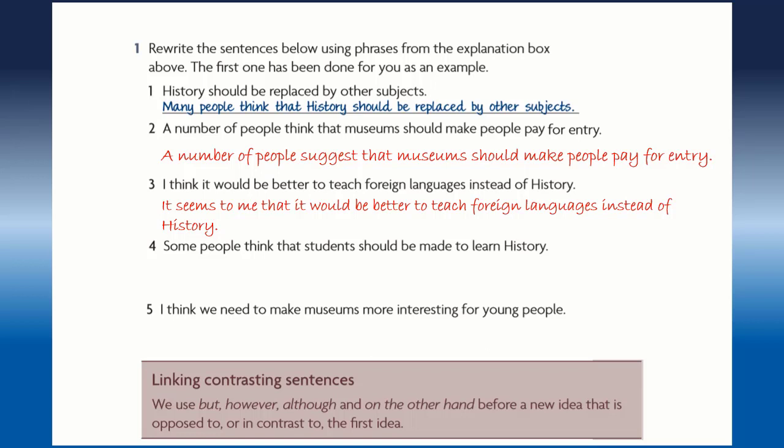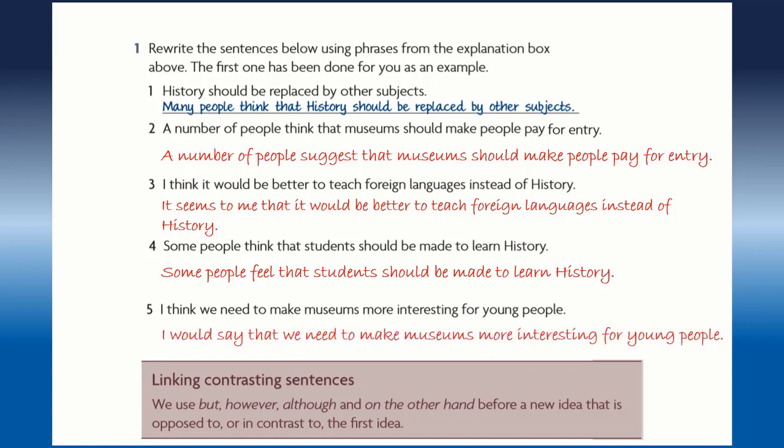Number 4. Some people think that students should be made to learn history. You can rewrite the same sentence like this. Some people feel that students should be made to learn history. And number 5, I think we need to make museums more interesting for young people. You can rewrite the sentence like this. I would say that we need to make museums more interesting for young people.